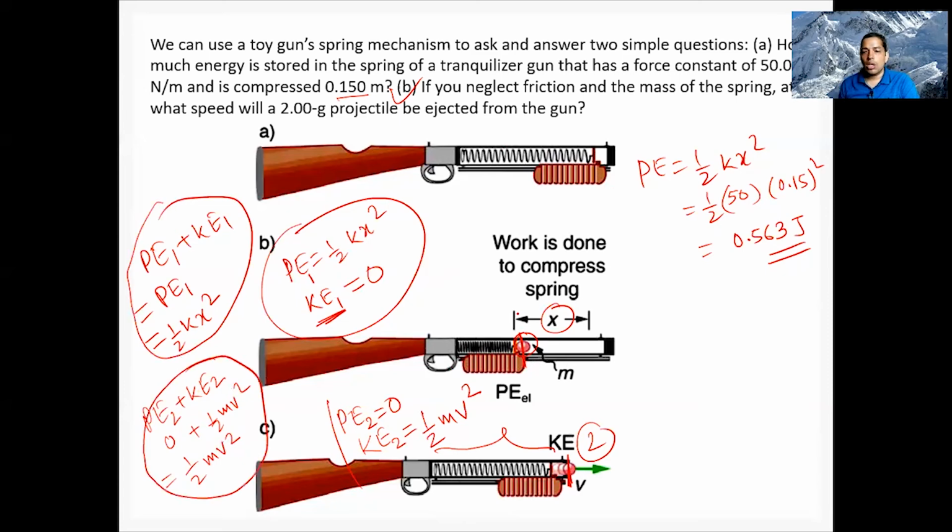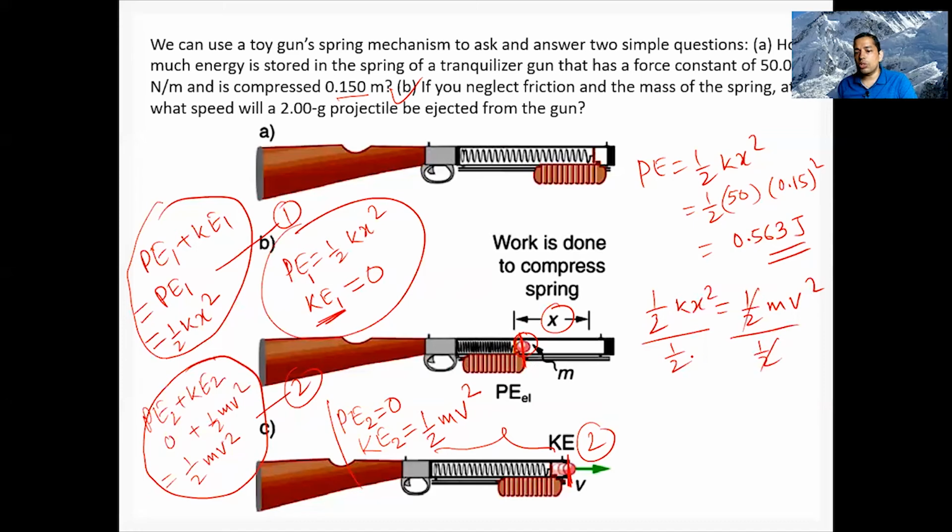By the principle of conservation of energy, these two have to be equal, meaning 1 over 2 kx squared equals 1 over 2 mv squared. Divide both sides by 1 over 2 and you cancel out the 1 over 2. Then you get kx squared equals mv squared.